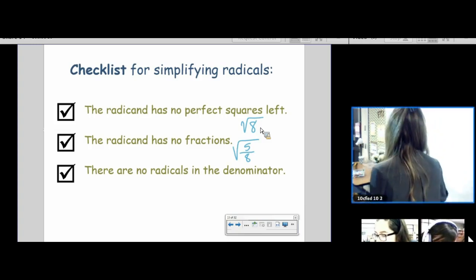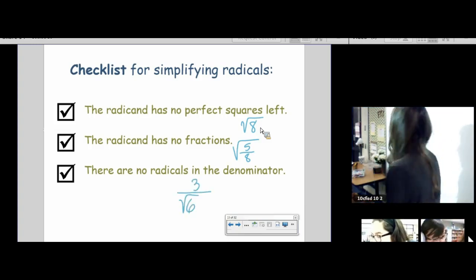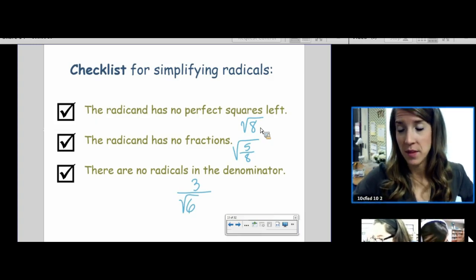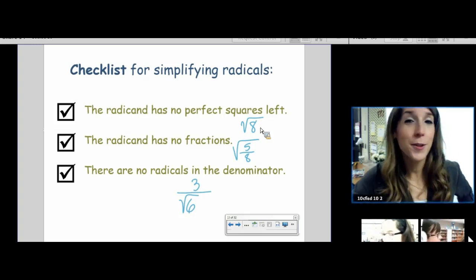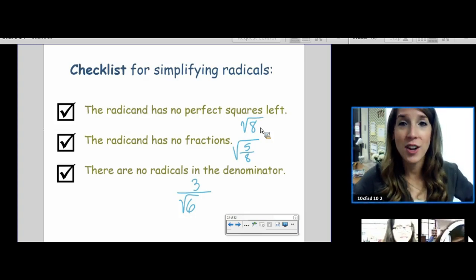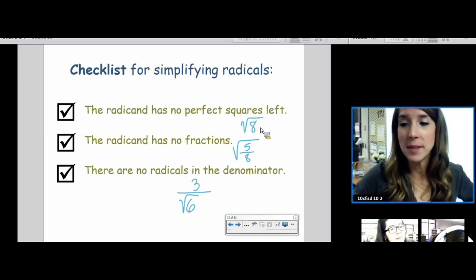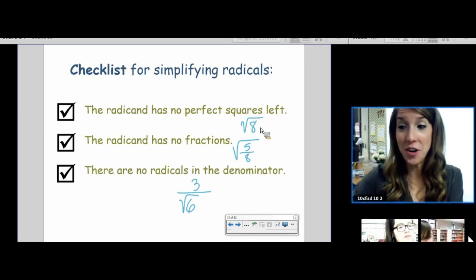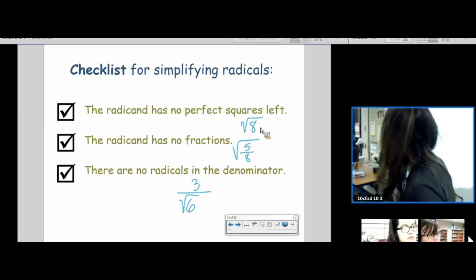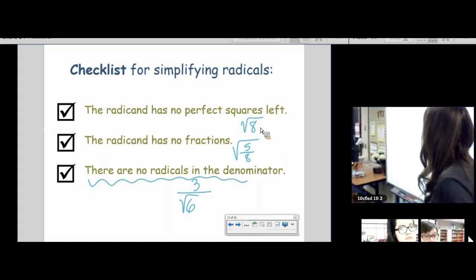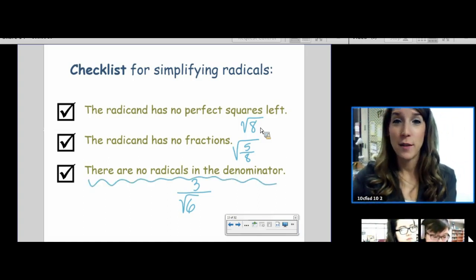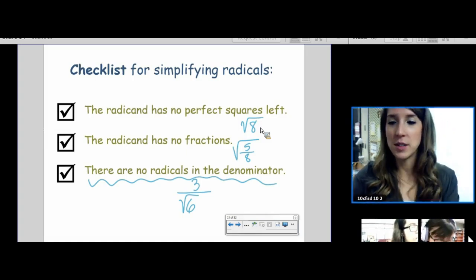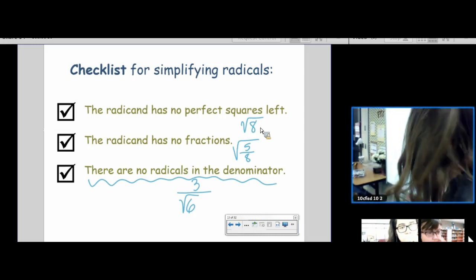Finally, you are not allowed to have radicals in the denominator. So that last one would disobey the third thing on the checklist. And if you have radicals in the denominator, it means your denominator is irrational. What's the opposite of irrational? Rational. So the next few slides, we're really going to focus on this one right here. If there's a radical in the denominator, if your denominator is irrational, we're going to work on forcing it to be rational. So we're going to do something called rationalizing the denominator.